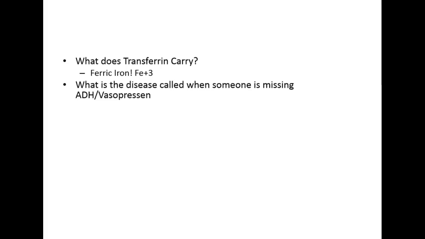Okay, plus 2. What is the disease called when someone's missing ADH or vasopressin? It's called diabetes insipidus. That's when you drink and drink and drink and pee and pee and pee and you end up dehydrating to death.